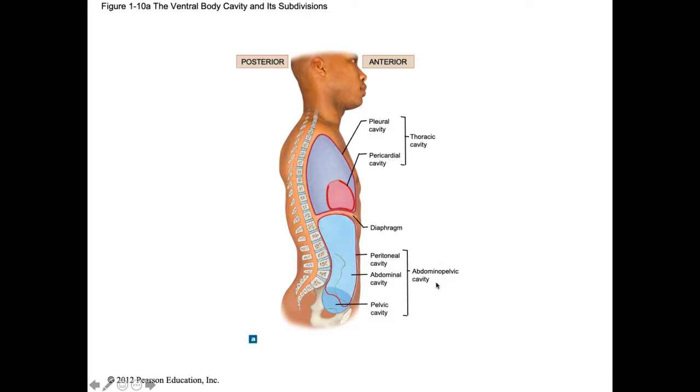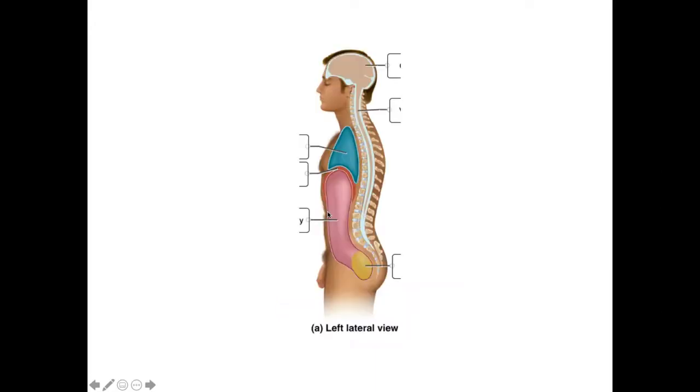Down below, we have an abdominal pelvic cavity. There are three here, but the two main cavities are the abdominal cavity, where your abdominal organs are, and the pelvic cavity, where your reproductive organs are. Separating the thoracic cavity from the abdominal pelvic cavity is this muscle called the diaphragm. Notice the diaphragm does attach to your spine. That's why posture can affect your ability to breathe properly for oxygenation.